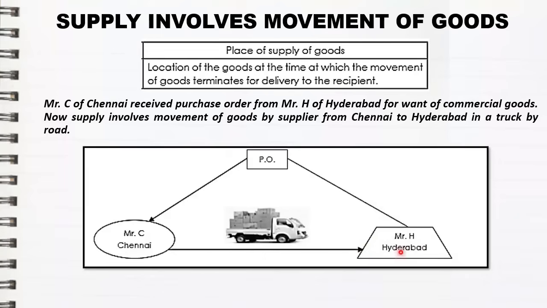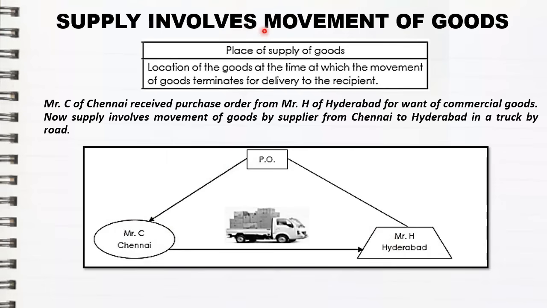Mr. H of Hyderabad gave a purchase order to Mr. C of Chennai stating that he wants some goods. Mr. C informed that the goods will be transferred with the help of a truck. So here Mr. H is the purchaser, Mr. C is the supplier. Here the goods are being moved from the place of the supplier to the place of the recipient.